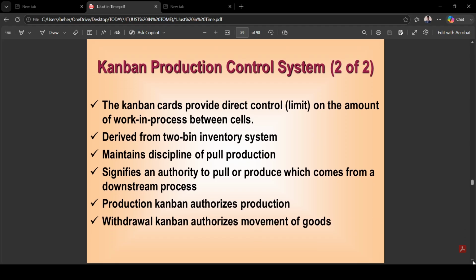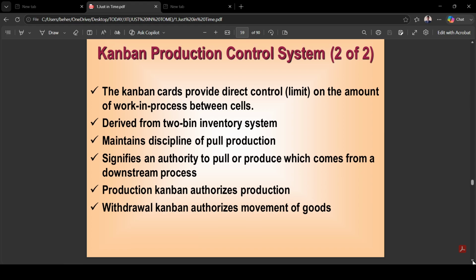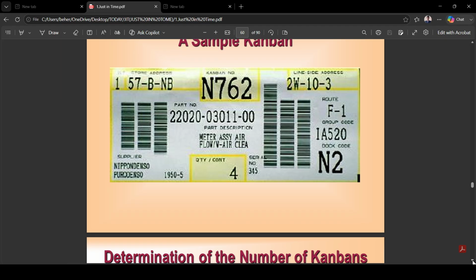Kanban production system. The Kanban cards provide direct control on the amount of work processed between the cells. Derived from a two-bin inventory system, they maintain the discipline of the pull system. A Kanban signifies authority to pull or produce, which comes from a downstream process. Production can be authorized, and withdrawal can authorize movement of goods. A simple Kanban.